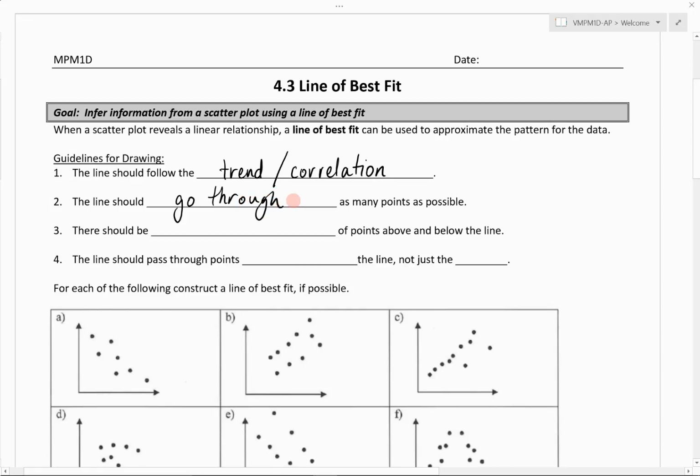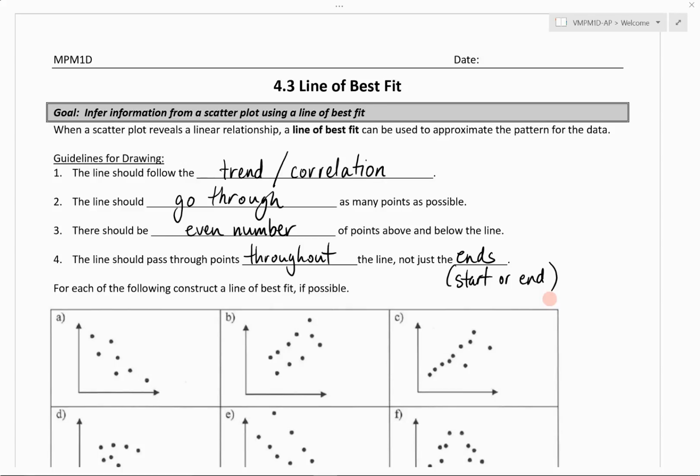Number 3, there should be an even number of points above and below the line. And number 4, the line should pass through points throughout the data, not just the start or end. Sometimes it may not even pass through the points at the start or end. It might be more important to make sure it passes through most of the points inside the cluster of data.